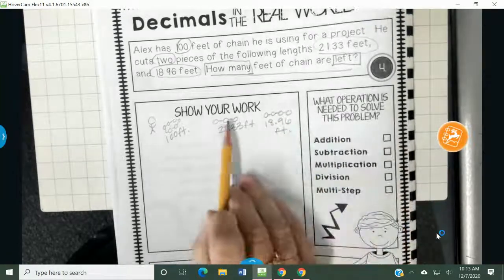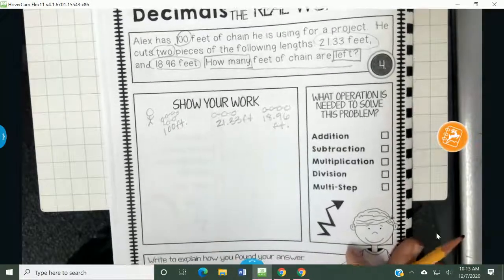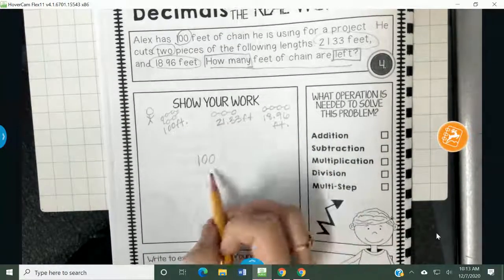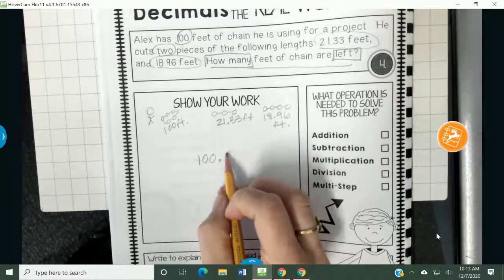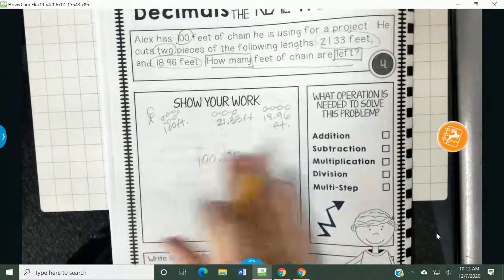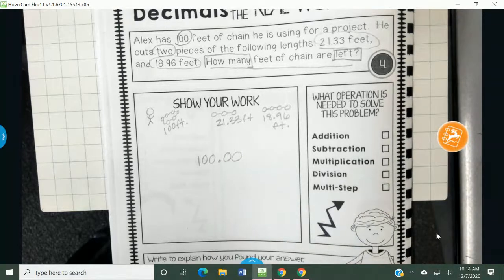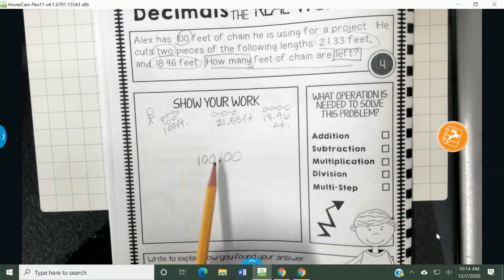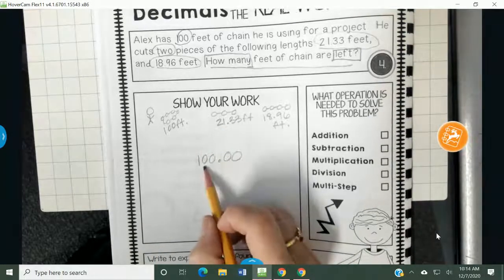And then after cutting that amount from my 100 feet, I need to know how much of my 100 feet I am left with. So if we set this up, I'm starting with 100, right? I'm going to label this because we're working with decimals. I want you to label it as 100.00 because that's the same thing. I could have an infinite amount of zeros there. The reason I'm doing that is because I'm going to be using subtraction to figure this out. So I'm going to first imagine that I'm Alex and I have my 100 feet and I'm going to take away 21.33.